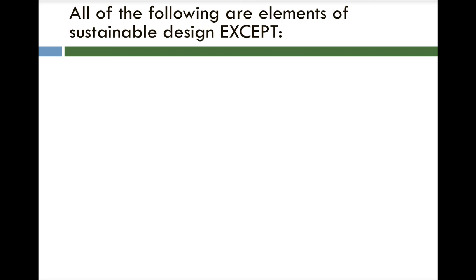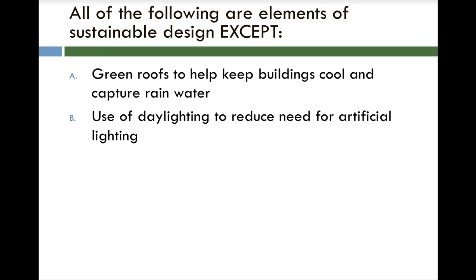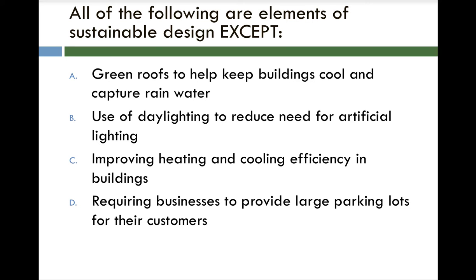All right, so all of the following are elements of sustainable design except A, green roofs to help keep buildings cool and capture rainwater. B, use of daylighting to reduce need for artificial lighting. C, improving heating and cooling efficiency in buildings. D, requiring businesses to provide large parking lots for their customers. Or E, passive solar design. So we're looking for the statement that doesn't fit. All of the following are elements of sustainable design except. Go ahead and pause the recording, choose your correct answer.